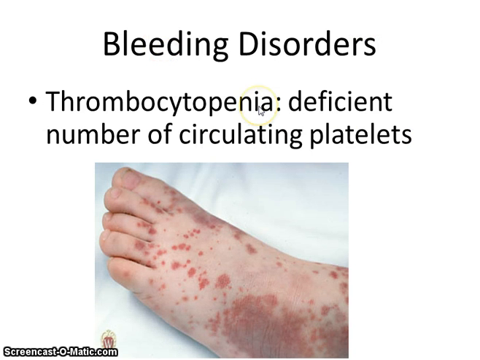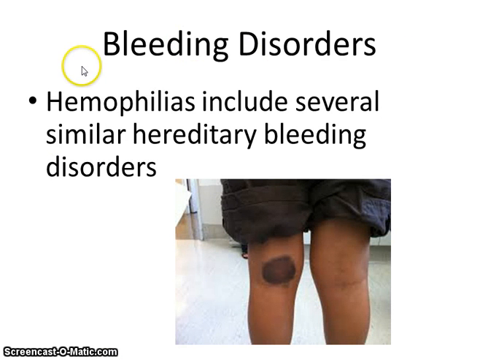Bleeding disorders. If you don't have enough platelets, that's thrombocytopenia. So there your ability to clot is reduced. Same idea with hemophilias. So these are genetic, hereditary, so you can inherit them. And it's inherited on the X chromosome. And if you have a mutation, you can't properly clot. It can be deadly. You'll see this especially in males because they only get one copy of the X gene. So if they get a bad copy, they're out of luck, whereas females have 2 chances.